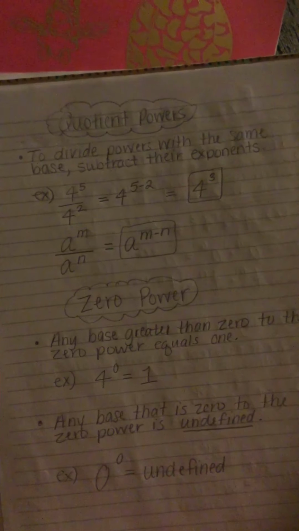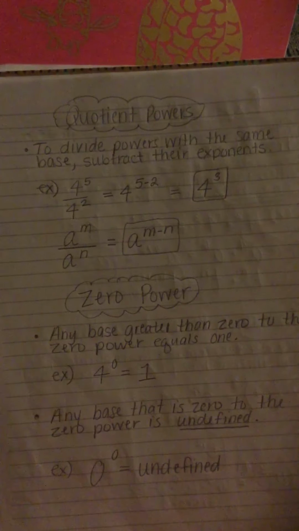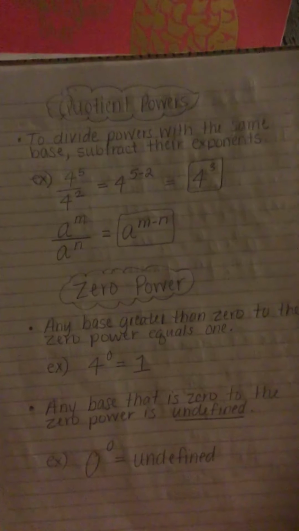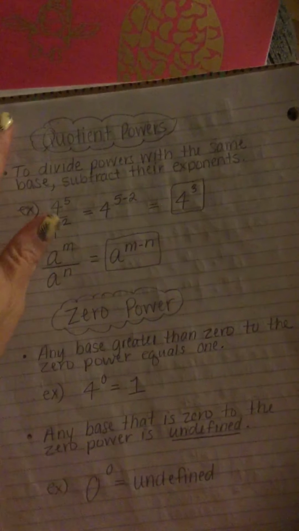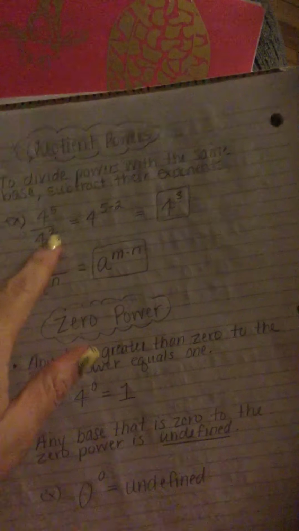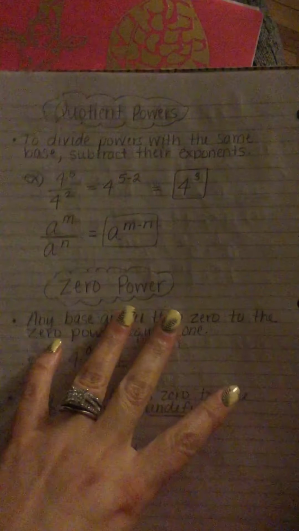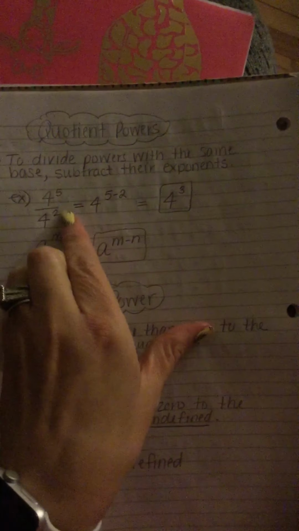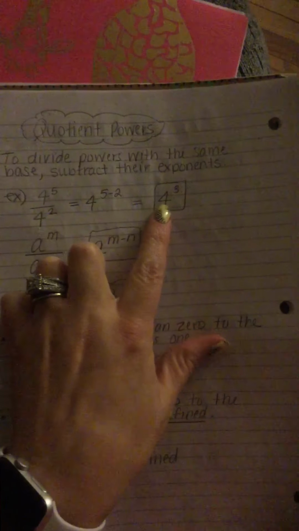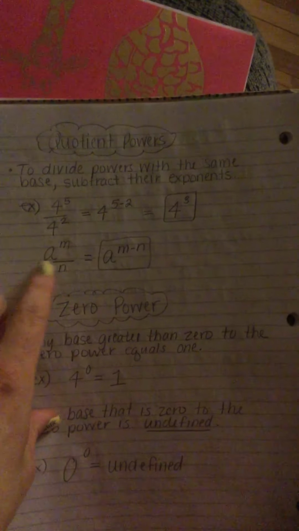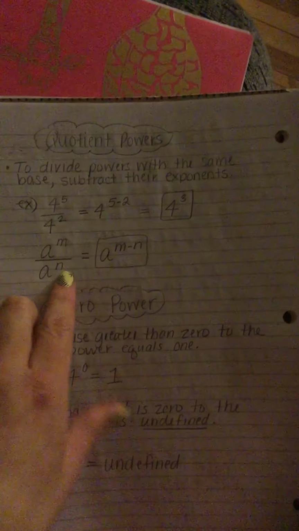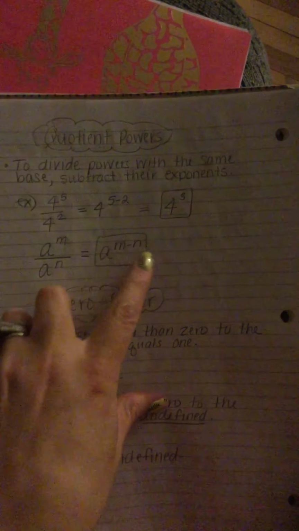So the next one is the quotient power. Quotient meaning dividing. So to divide powers with the same base, you're going to subtract their exponents. So if I've got 4 to the fifth power and I'm dividing it by 4 to the second power, it's going to be 4 to the 5 minus 2, which is going to give me 4 to the third power. If I've got a to the m power divided by a to the n power, it's just going to be a to the m minus n.